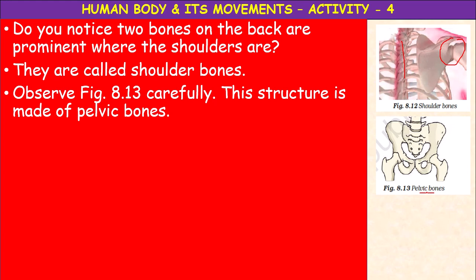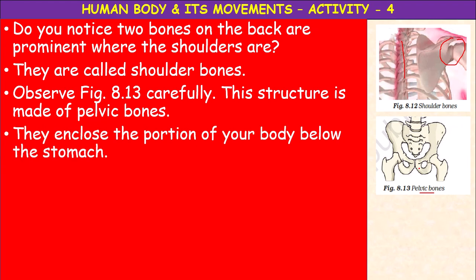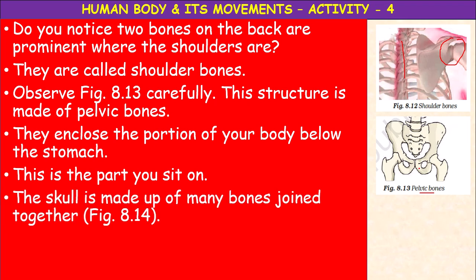So this is the pelvic bone girdle or pelvic bones. Okay, sorry, here the shoulder bones, they are called pectoral bones. Pectoral bones, and they form the pectoral girdle. Okay, shoulder region. Whereas hip region, pelvic bones form the pelvic girdle. They enclose the portion of your body below the stomach. The pelvic bones enclose the portion of the body below the stomach, abdomen. So this is the part you sit on.